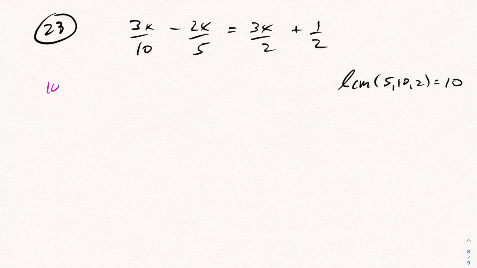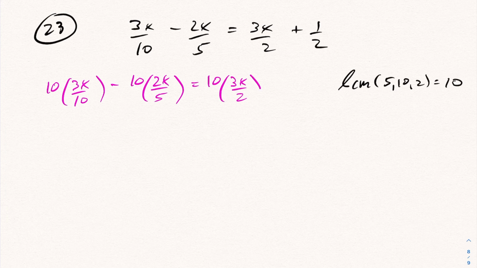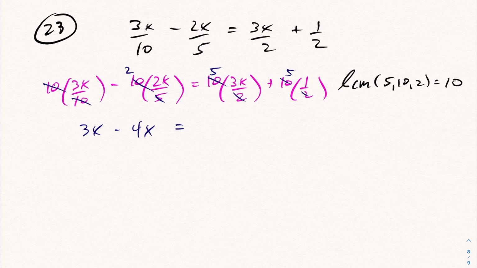So in this case here, it's going to be 10 times 3x over 10 minus 10 times 2x over 5 equals 10 times 3x over 2 plus 10 times a half. Now when we do this, the 10 and the 10 will cancel. 10 and the 5 reduce to become a 2. 10 and the 2 reduce to become a 5. And 10 and the 2 will reduce to become a 5 as well. So this becomes 3x minus 2 times 2 is 4, so that'll be 4x. 5 times 3 gives you 15x, and then plus 5.